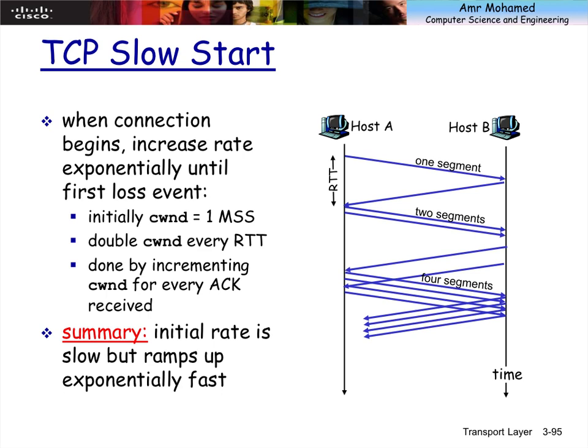So the summary is that the initial rate is slow, but ramps up quickly. Okay, so that's the idea. And once there is an event, we'll see the slight difference between the 3 duplicate acks and the timeout. We'll see it next time, inshallah. Okay? Any questions so far? Okay?